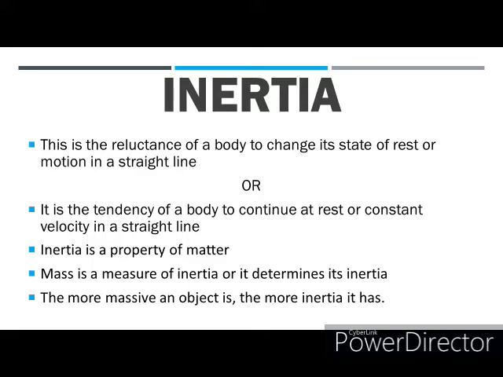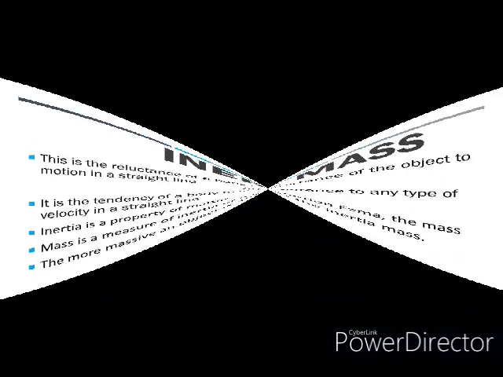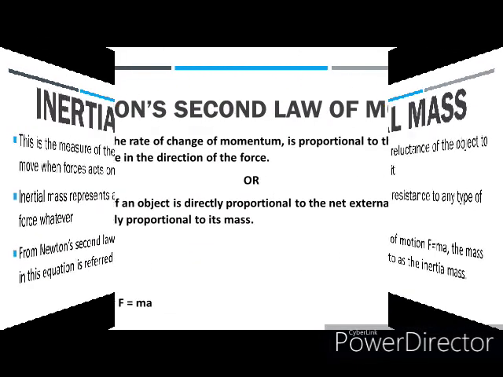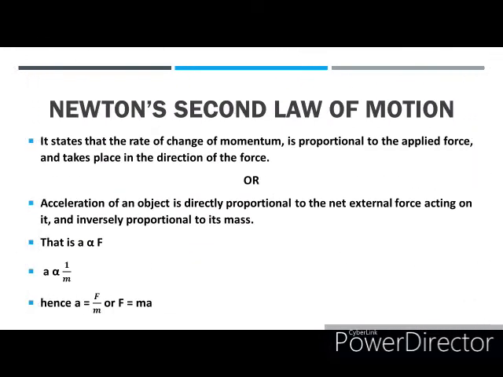Therefore, this mass of a body which tends to keep it in a state of rest or in motion is what is referred to as its inertial mass. I can also define it as the measure of the reluctance of the body to move when a force acts on it. Number 2, Newton's second law.